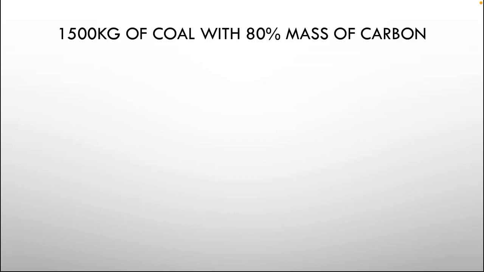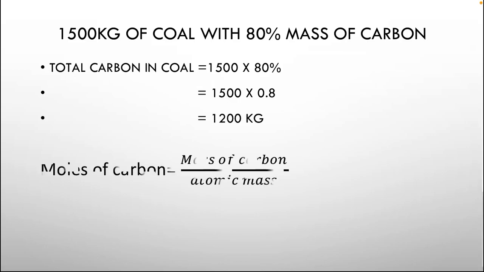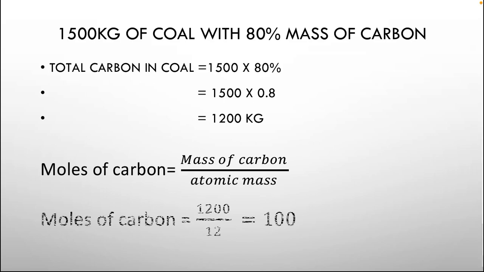1500 kg of coal with 80% mass of carbon. So total carbon in coal equals 1500 multiplied by 80%. So 1500 multiplied by 0.8, the answer we get is 1200 kg. Moles of carbon: from this formula we are going to find moles of carbon equals mass of carbon divided by atomic mass of carbon. So the mass of carbon is 1200 divided by 12, the atomic mass of carbon, and we get 100 moles of carbon.